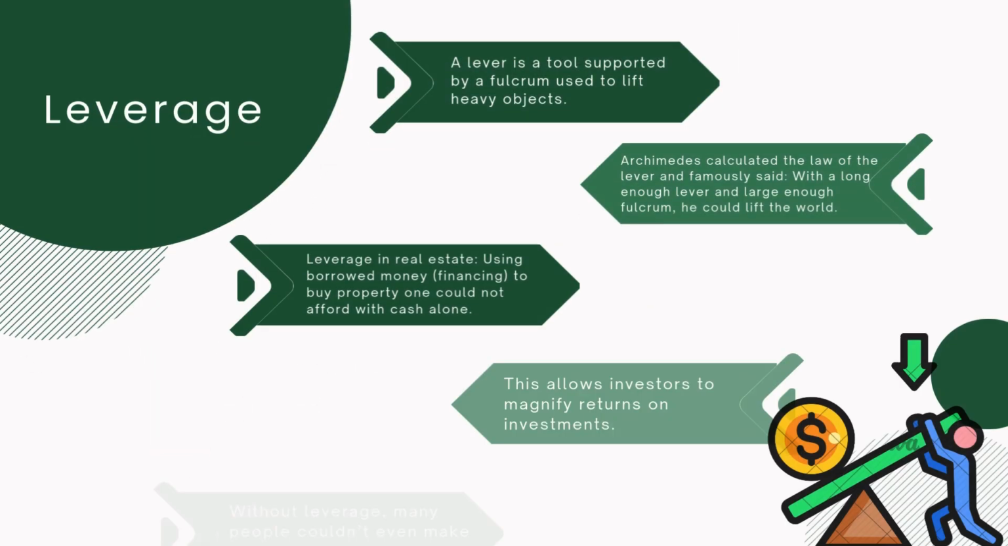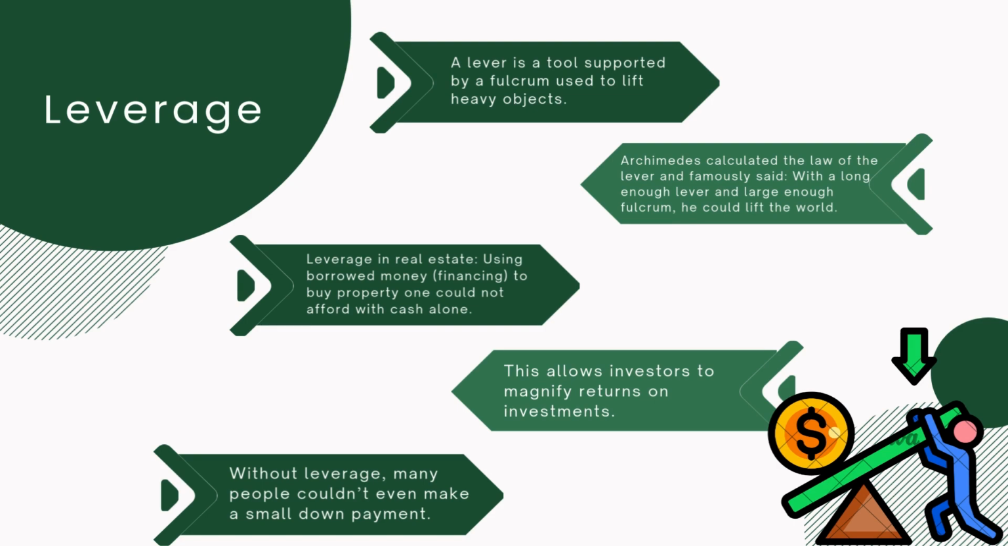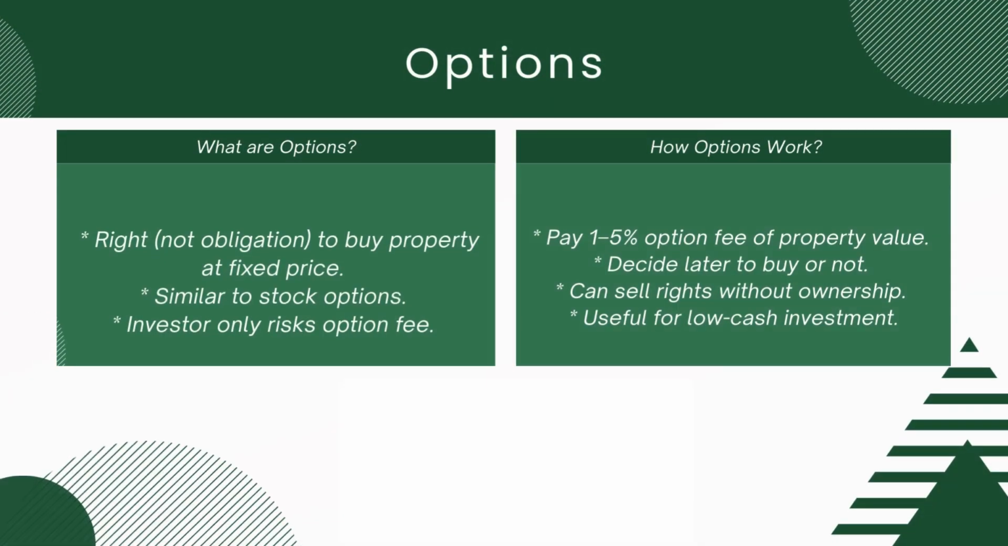So what is an option? An option is the right but not the obligation to buy or control a property at an agreed price in the future. This means the investor is not forced to buy, but they have secured the possibility to do so. In real estate, an investor pays a small option fee, usually between 1% to 5% of the property's value. This gives them control over the property without paying the full purchase price. If the investor later decides the deal is profitable, they can exercise the option and purchase the property. But if not, they can simply walk away, losing only the small option fee.